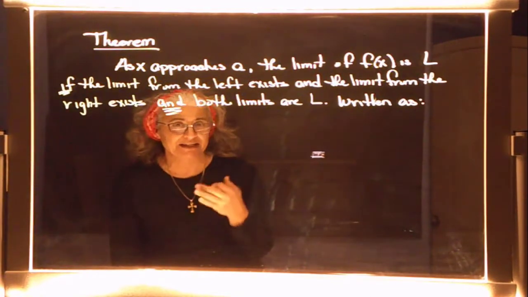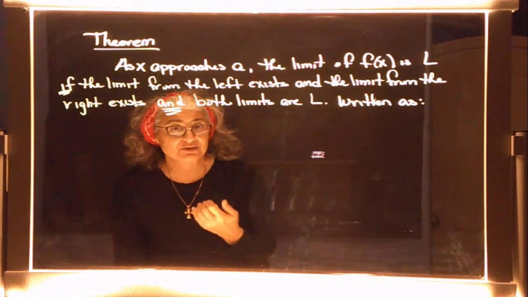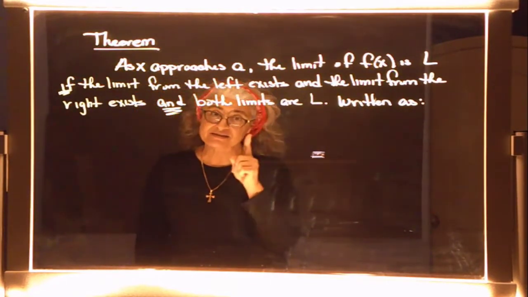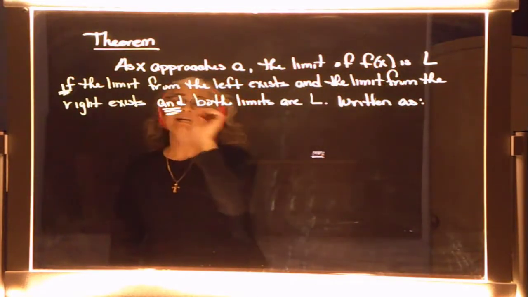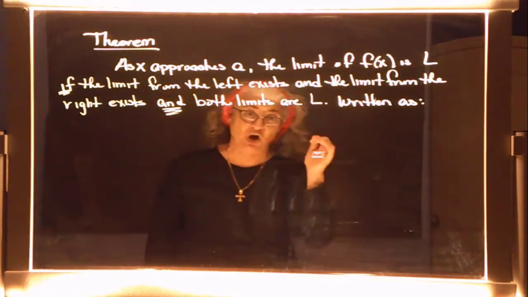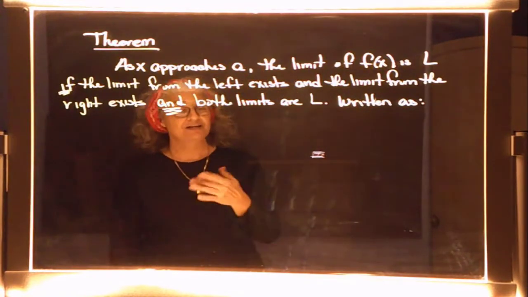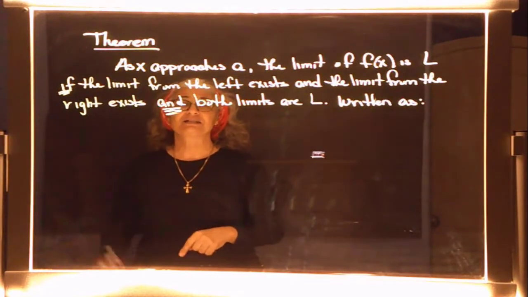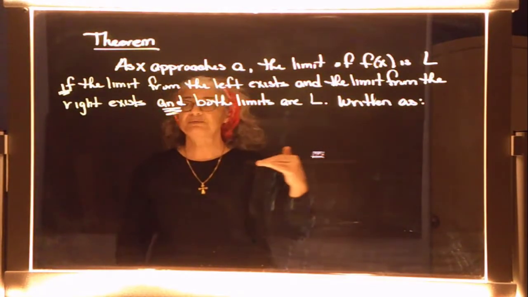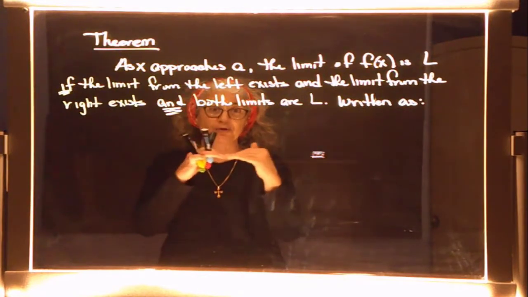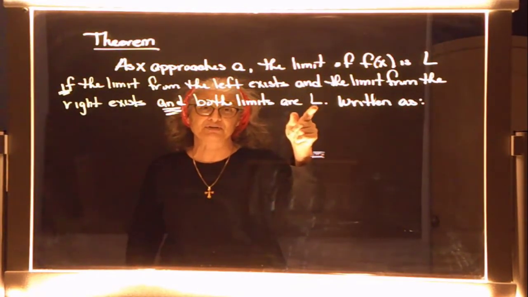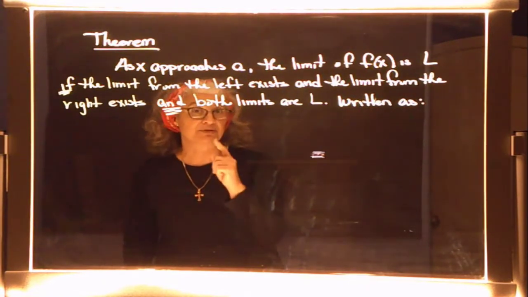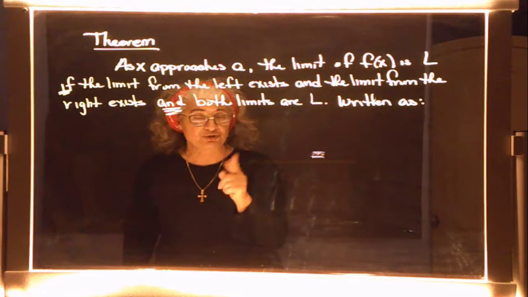If requires a condition, at least one condition. If the limit from the left exists and the limit from the right exists and both limits are L. So it's saying the limit of f of x is L if the limit from the left and the limit from the right, if they both exist and they're both actually equal to the same number L. Because remember the definition of limit? L had to be a unique number, a real number and a unique number.